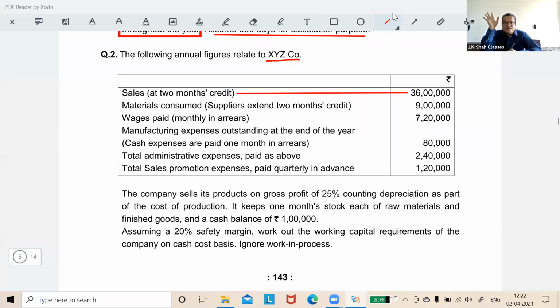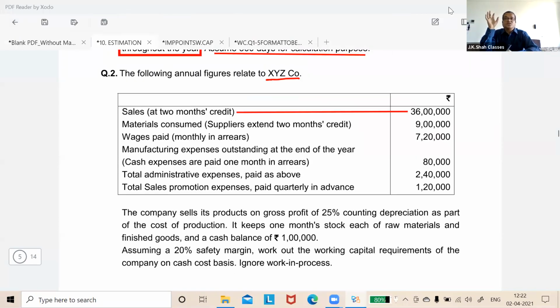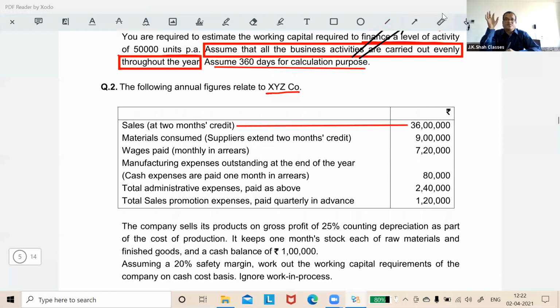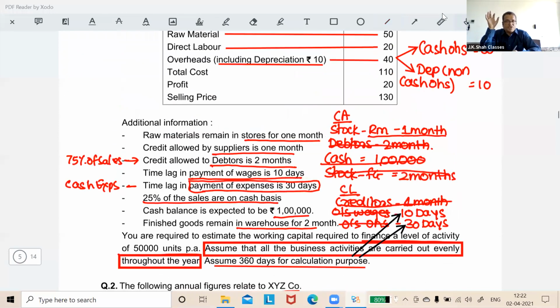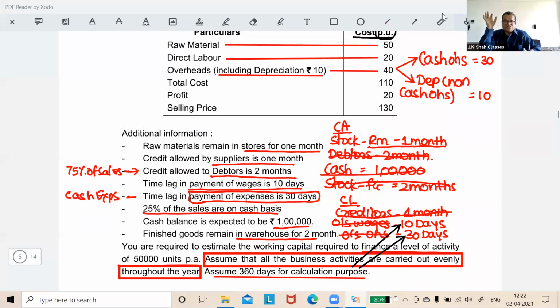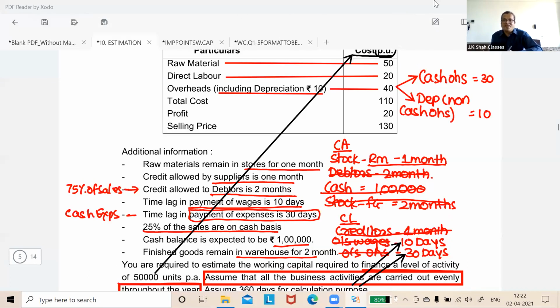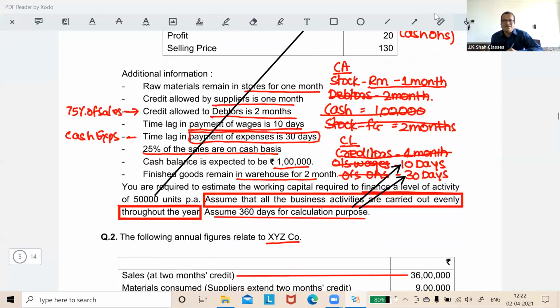Now see, you see the difference between the two questions. You see the difference for yourself between the two questions. In the first question, everything was given per unit and we were given the units. So we had to multiply. Correct, people? So we had to go on multiplying the things. Now a little of the burden is reduced, I can say. Correct. Now, the amount is given readily.